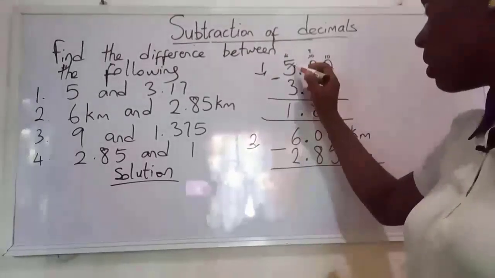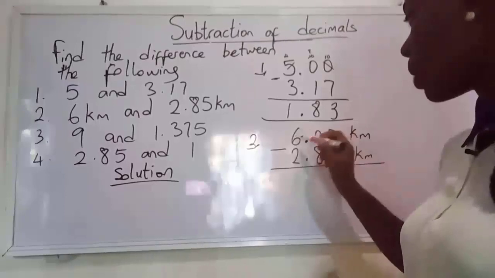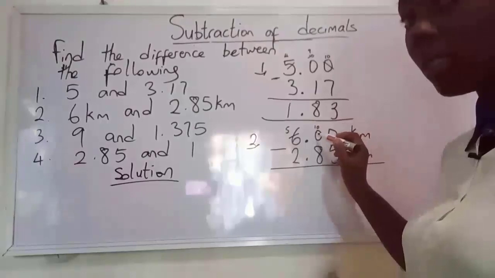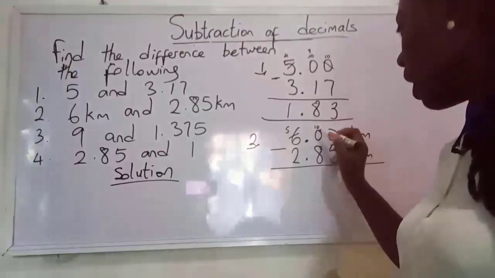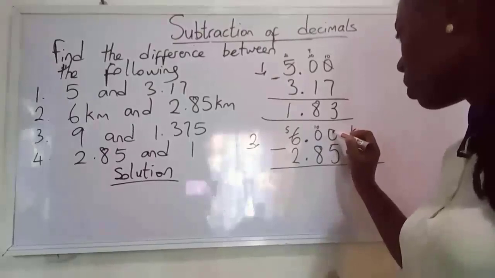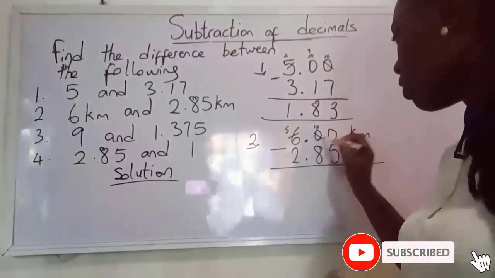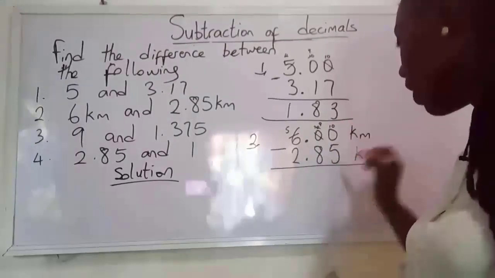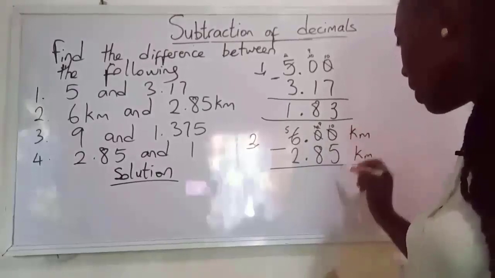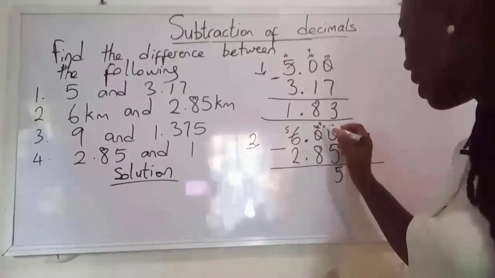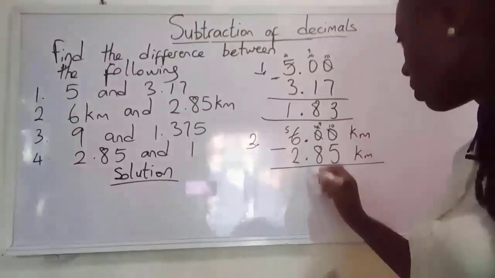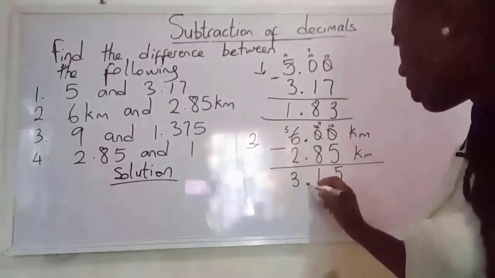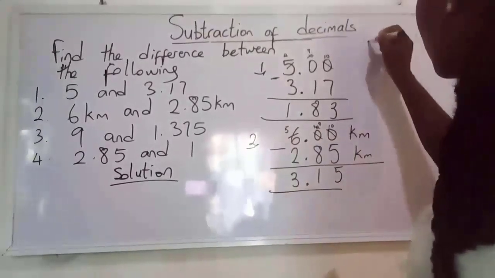So again, as in number 5, I borrow from here. This place becomes 5. The one I borrow, I bring it here, becomes 10. This place becomes 10. But I want a number here. What do I do? I borrow from here and it becomes 9. Adding it here, the place becomes 10 minus 5. 10 minus 5 is 5. Here is 9 minus 8, we have 1. What we have left here is 5. 5 minus 2 is 3. And decimal points.